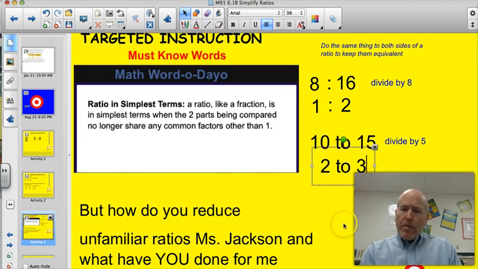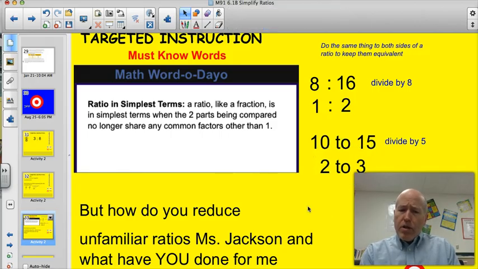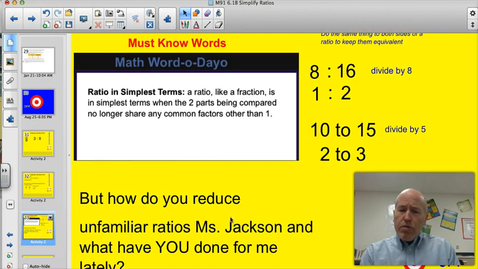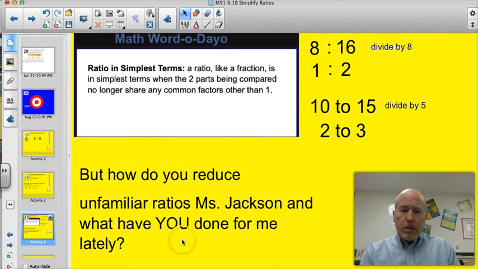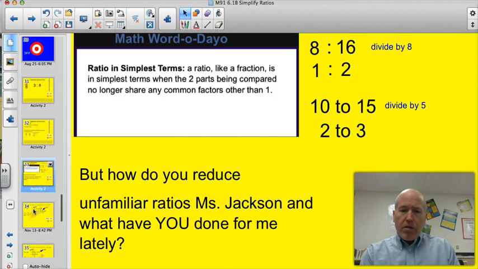Okay? But how do you reduce unfamiliar ratios, Miss Jackson, and what have you done for me lately? What the heck am I talking about? Yeah, it'll come together at the end.